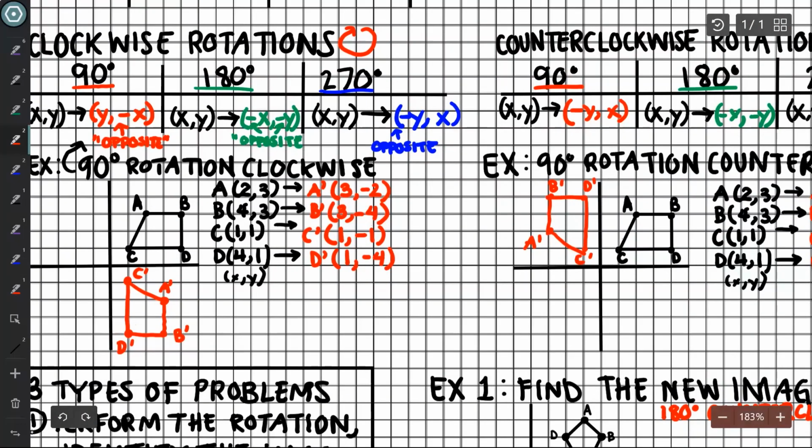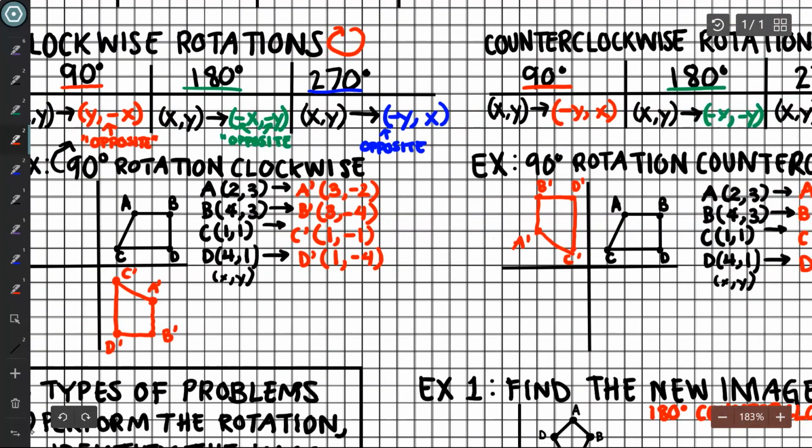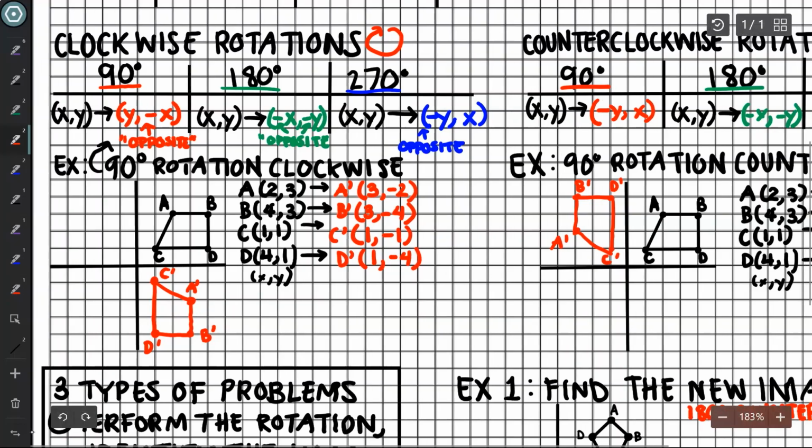so a clockwise rotation moved us from quadrant 1 to quadrant 4, and a counterclockwise rotation moved us from quadrant 1 to quadrant 2. So they're both 90 degrees, which means we only moved one quadrant away, but we moved one quadrant in different directions.